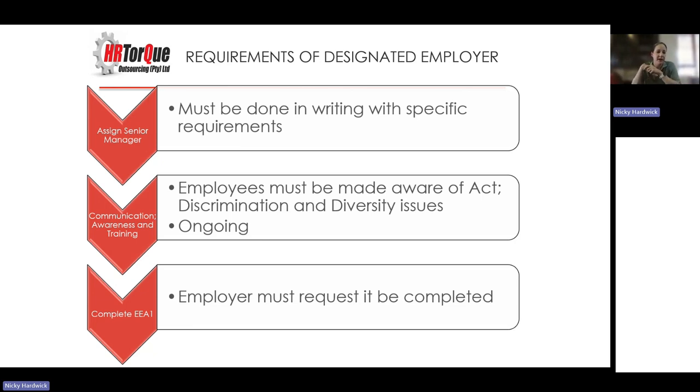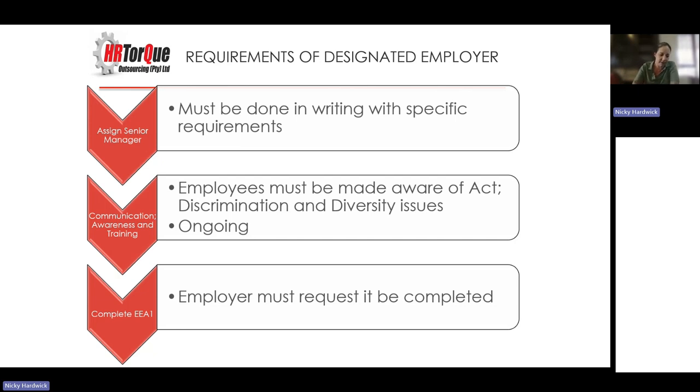Then we have what we call the EEA1, which is the employee declaration. As it stands at the moment, this is still required. There was talk that possibly it was going to be done away with, but it's not at this point. There have been many, many arguments regarding this form, but as it stands in terms of the current legislation, based on what is required to be reported to the Department of Labour, we have an employee declaration that we as employers must request that people complete. They can choose not to complete it.